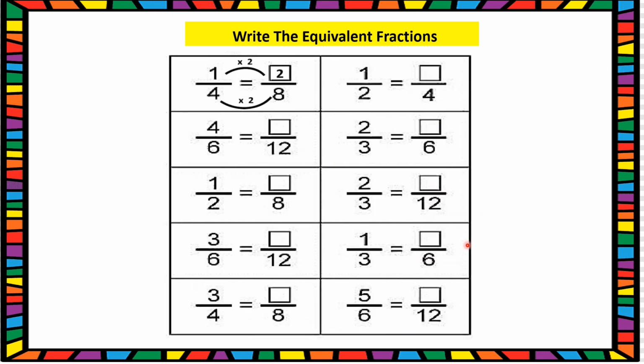This worksheet is based on equivalent fractions, like multiplying the numerator and denominator with the same number and writing the equivalent fraction. For example, 1 by 4. So multiply numerator and denominator with 2. So 2 ones are 2, 4 twos are 8. Like that you can find the equivalent fraction for the remaining given fractions.